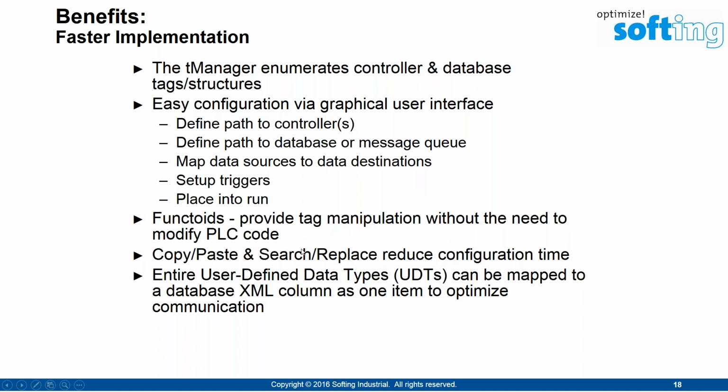Also, Windows functions like copy and paste and search and replace are available if you need changes. If you have a big project and, let's say, you need to make a tag name change, you can go into your tManager project, do a search and replace, and do the change really fast. Also, entire user-defined data types can be mapped to a database XML column as one item, and that way you optimize communications.